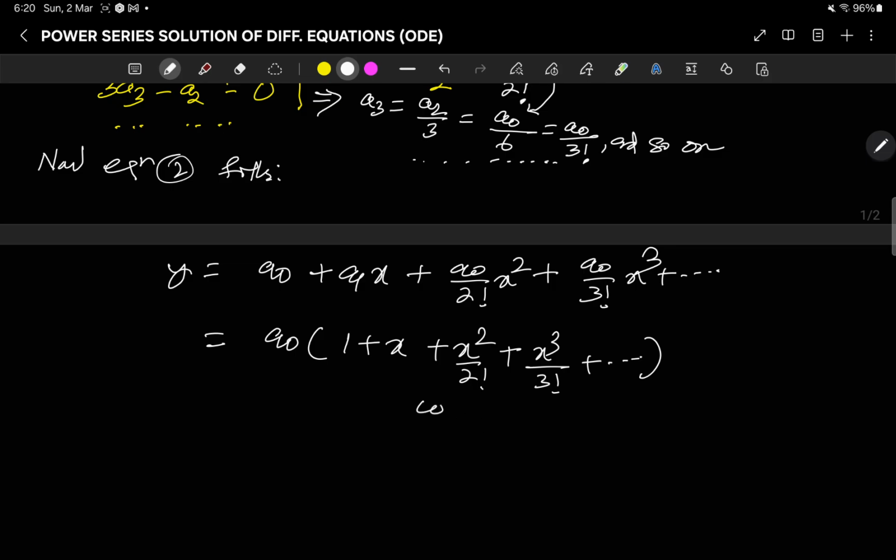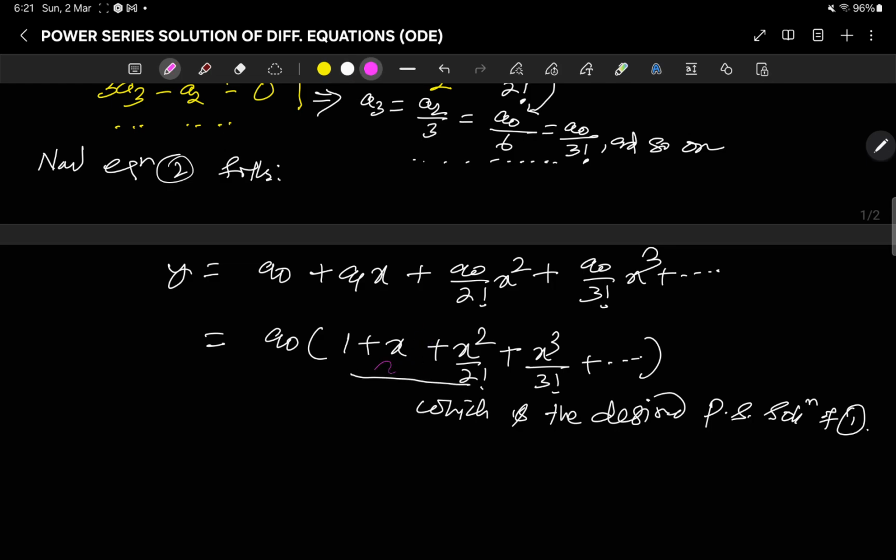So now this is my answer, which is the desired power series solution of equation 1. Now if I see, is it not the expansion of e to the power x? So can I not write it as a0 e to the power x? So is it not my answer?